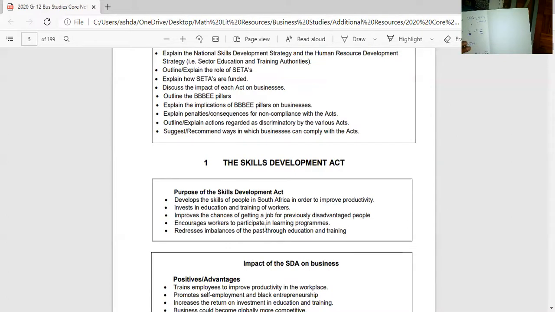So another one that I like to talk about is that it redresses imbalance through education and training. Imbalances that were created during apartheid. Redress imbalances of the past. Okay, so those are our two facts.